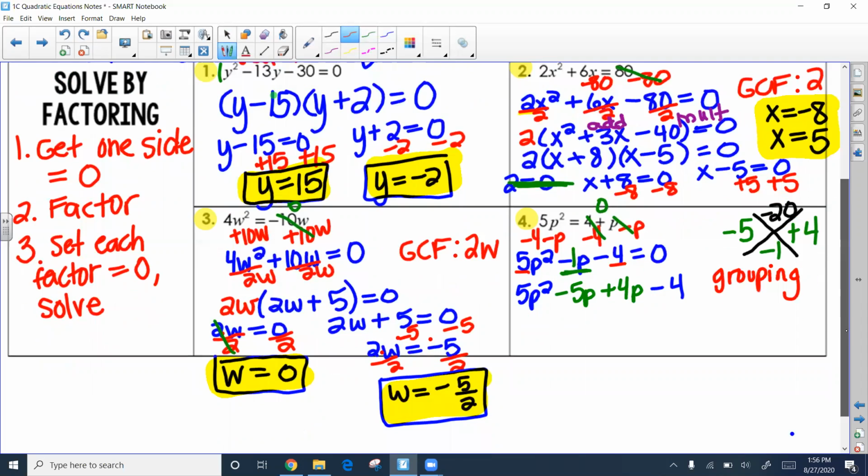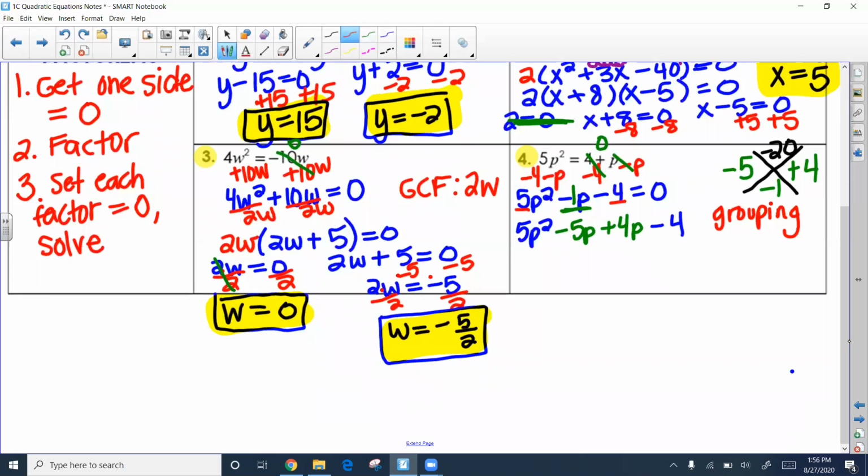Okay, so that's what we did on one of the practice problems at the beginning of class. So let's do the grouping. Remember, with grouping, we group each 2 together, first 2 and second 2, and look for a GCF of each group. The first group, 5p squared minus 5p, the GCF is 5p. And when you factor out the GCF, make sure you put it in the front. So we have 5p in the front.